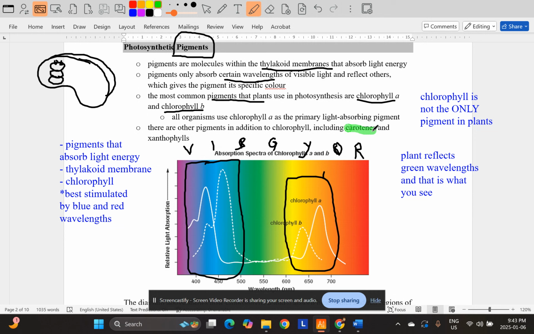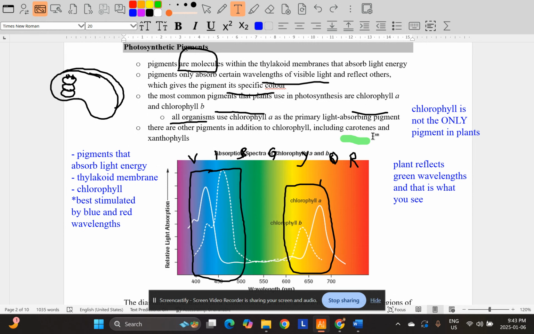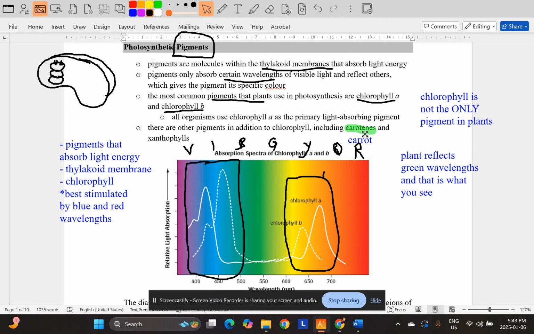So there are carotenes. Now I want to ask you, what word does that look like? Well, to me it looks a lot like carrot. And in reality, it's kind of an orange colored pigment. There's also xanthophylls. They're yellow.